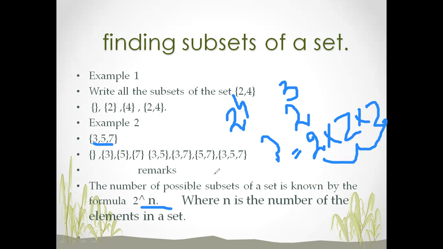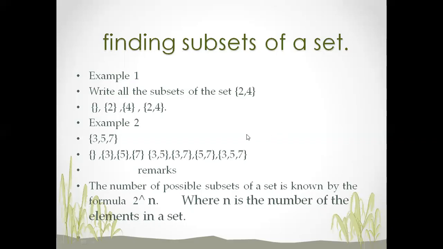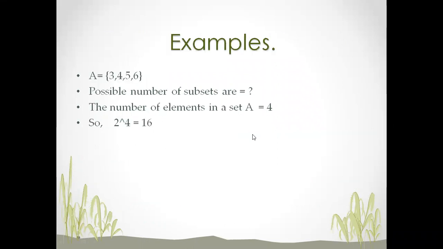Calculate this, and you know exactly the subsets of a set. So we see here a formula, and next we move on to some examples by this formula. By this formula, the possible numbers of subsets are these.